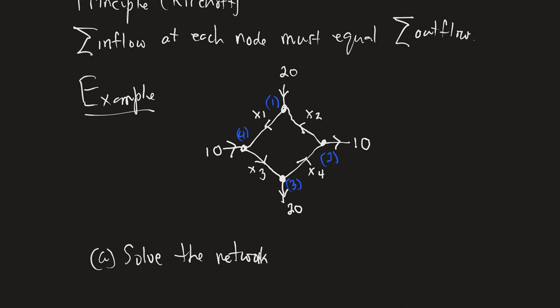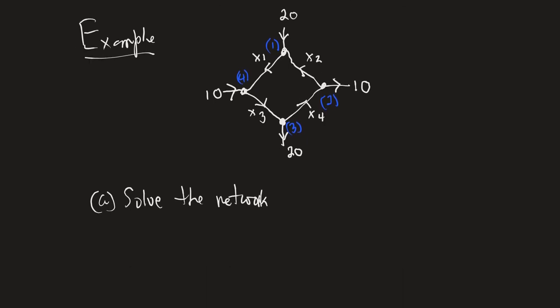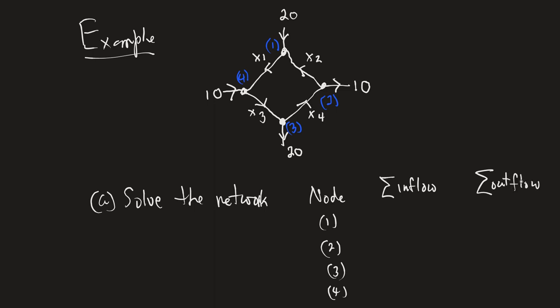Now we can actually set up a nice table that reflects this, right? So let's have the first column represent the node. So there are 4 of them. And then let's say our second column will represent the sum of the inflow. And then the third column will represent the sum of the outflow. Okay, and let's see what happens.